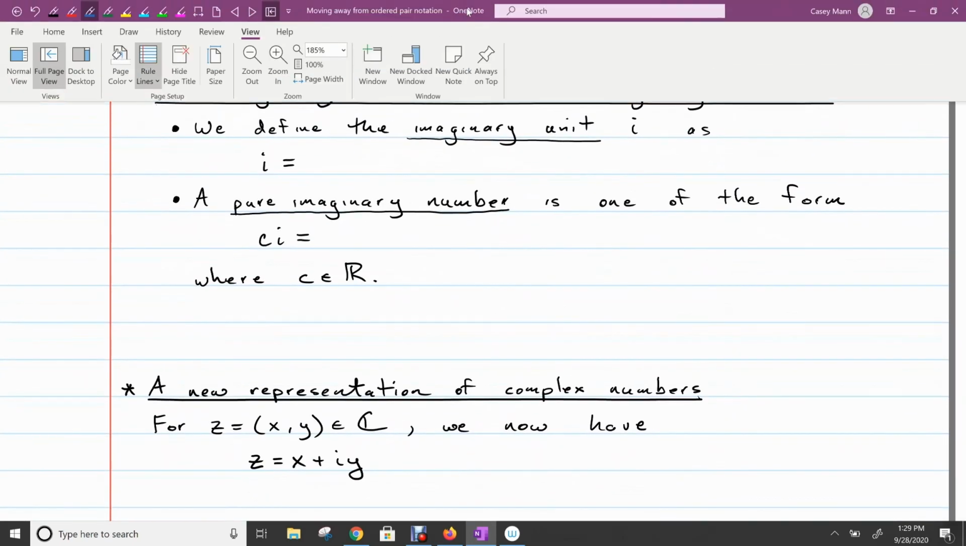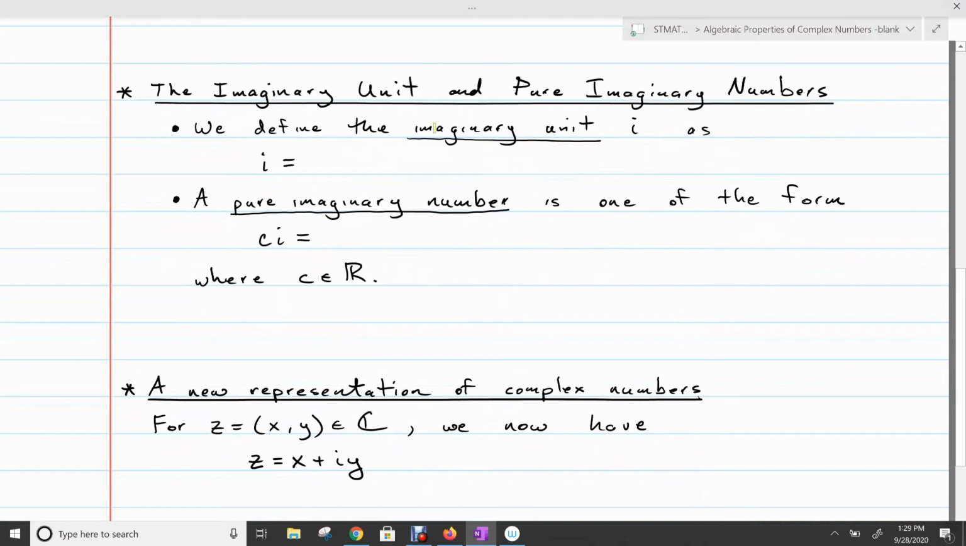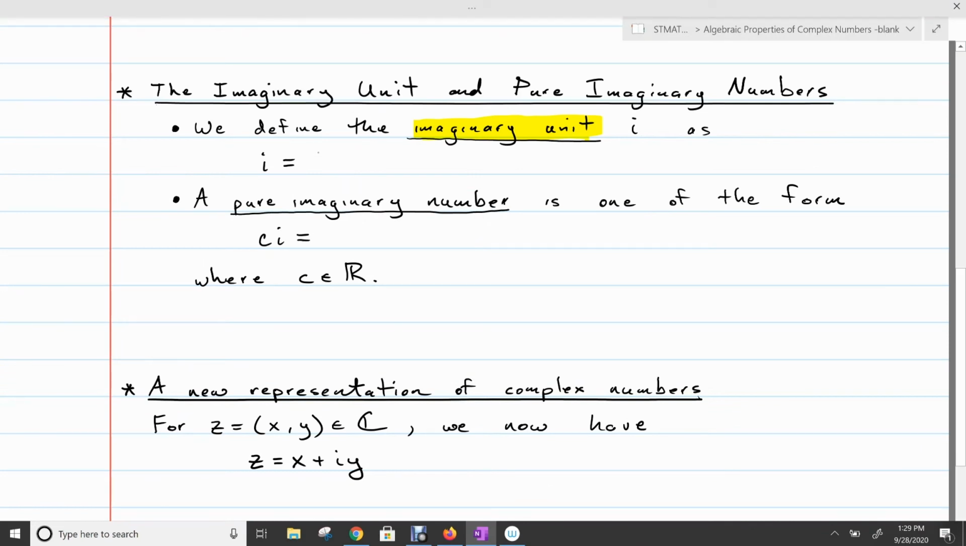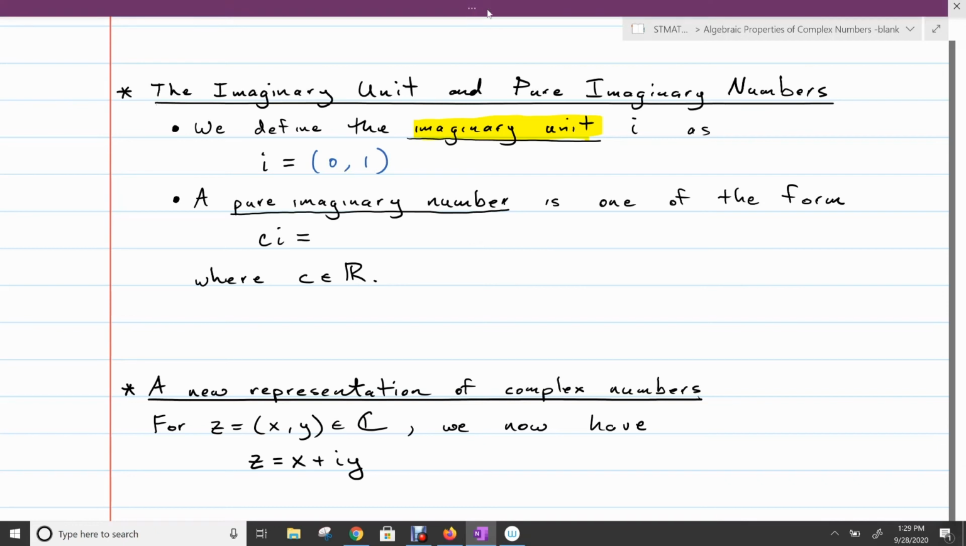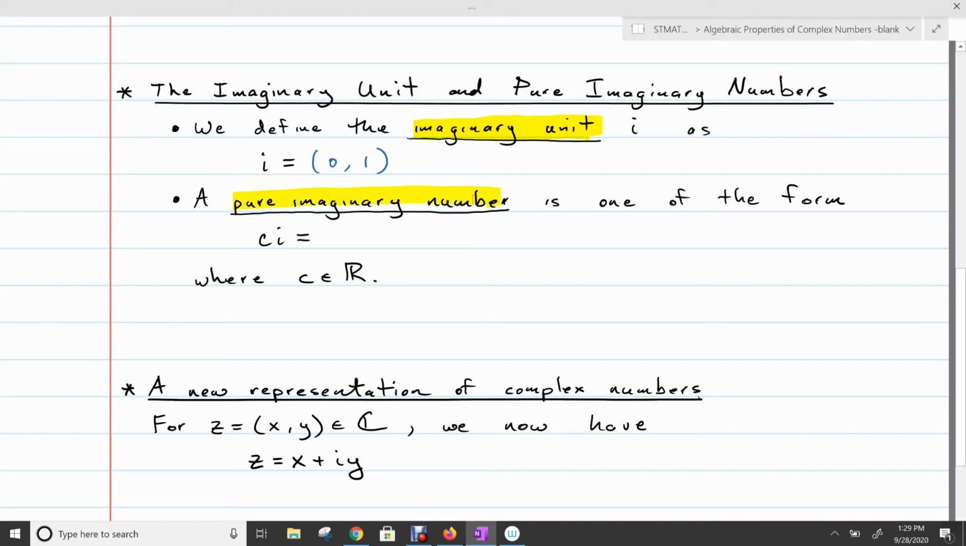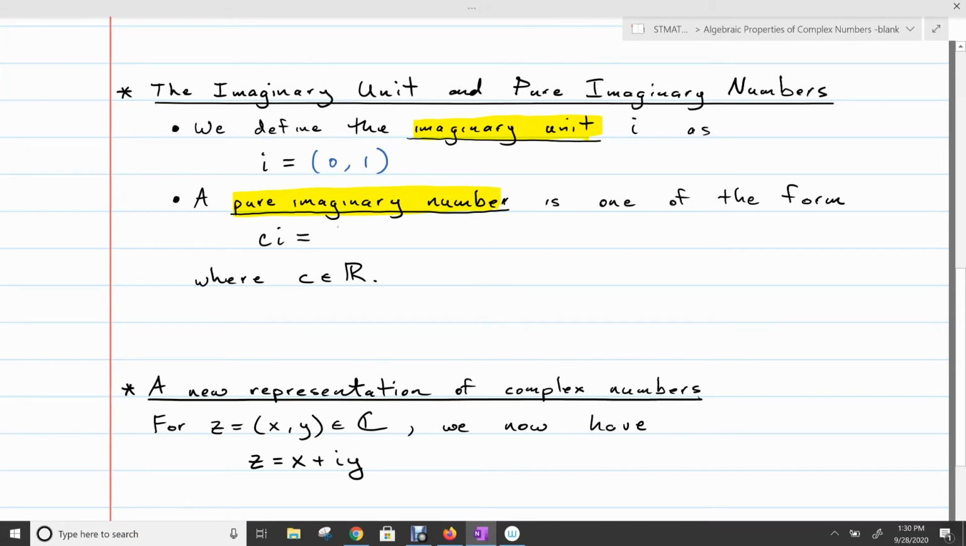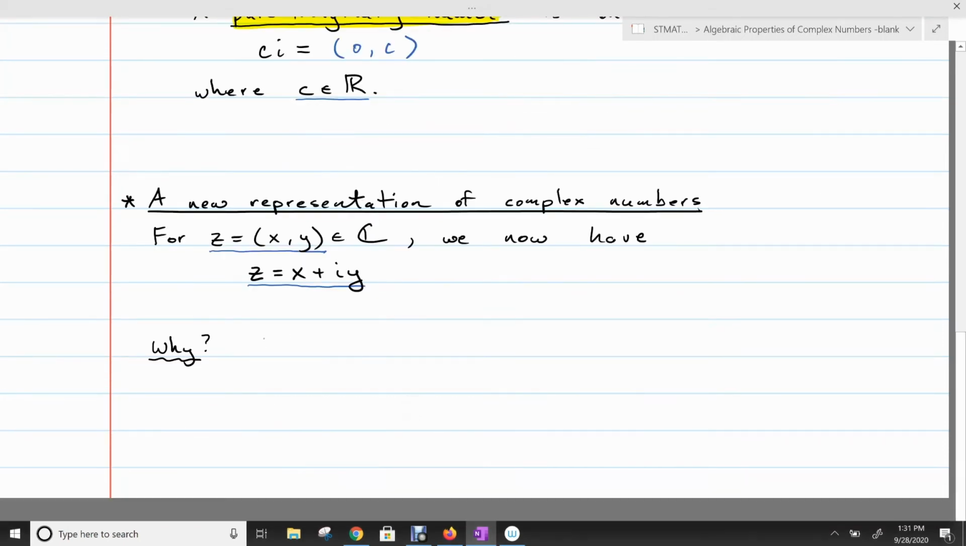Now we're going to define what we mean by i, and I don't think you'll be surprised by what we mean by the imaginary unit i, but it has to be an ordered pair, right? And the ordered pair that we're going to define i to be is 0, 1. And we also talk about what are called pure imaginary numbers. So pure imaginary numbers are just scalar products of i. So if you multiply c times i, that's really just 0, c.